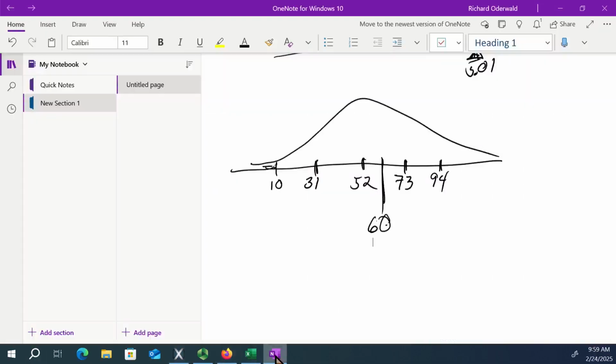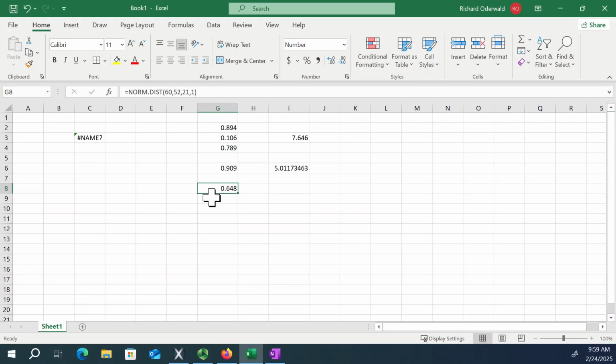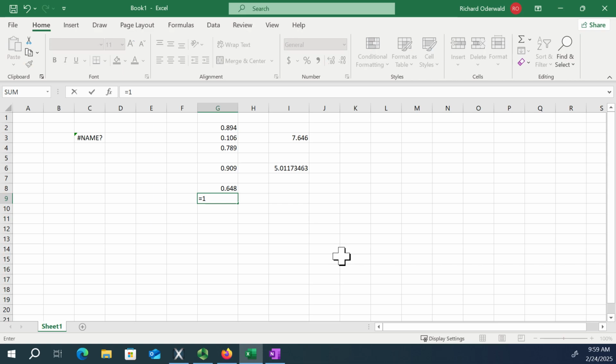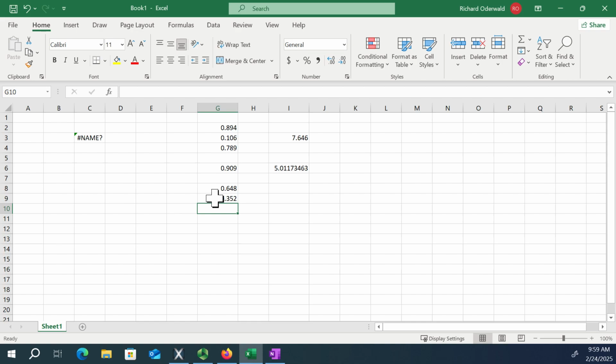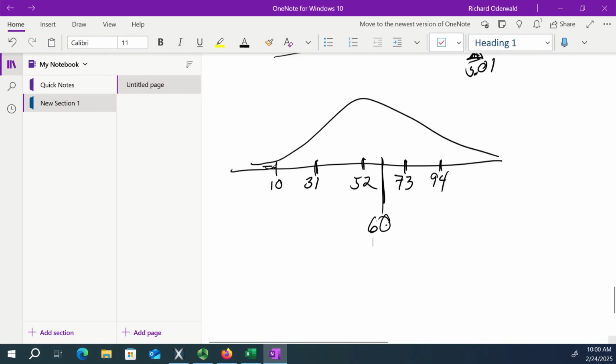And where is that? I need, on this one, 1 minus that 0.648, and I get about 35%, which is about right. So from here over is 35%. All of these things are exactly the same. Where am I? What do I want?